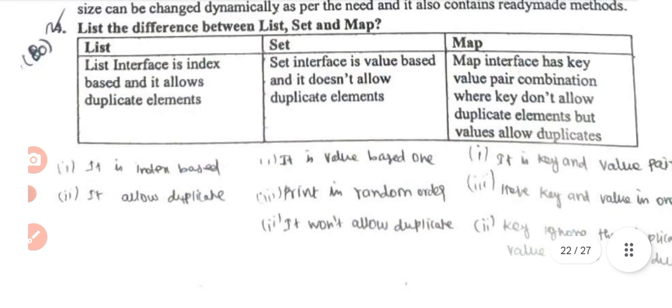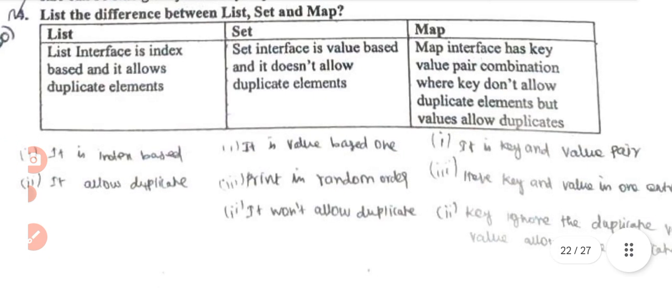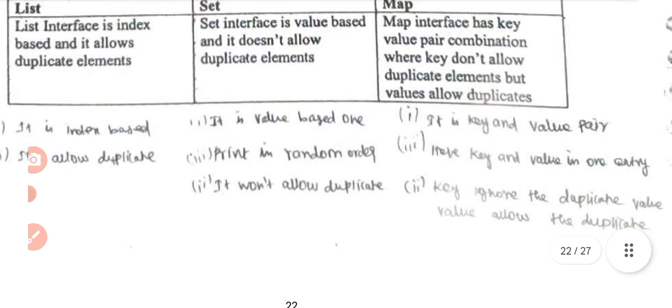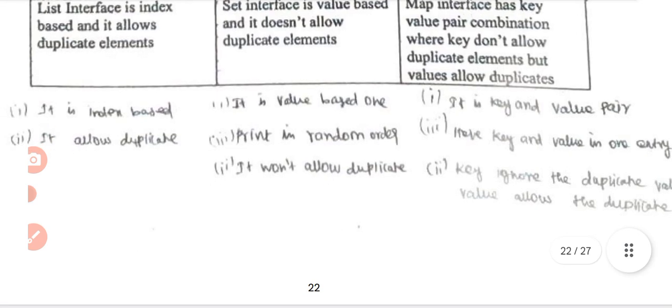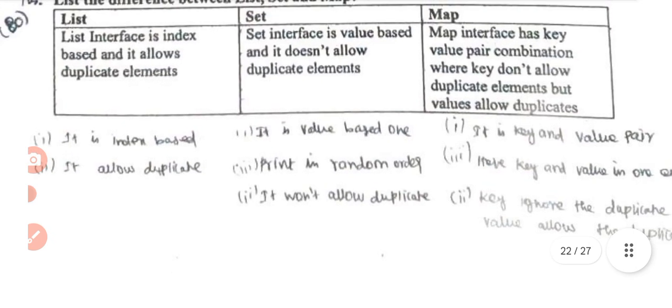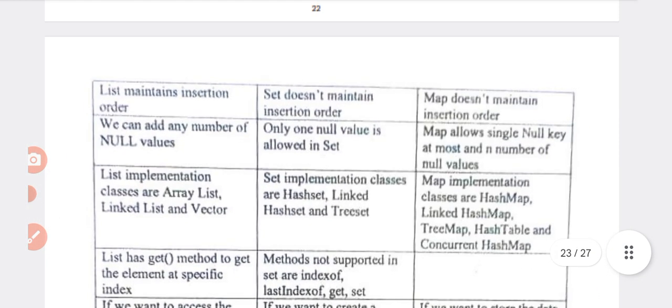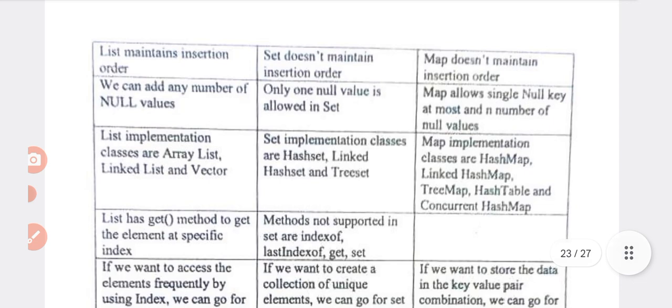List is index based and it allows duplicates. Set is value based, prints in random order, and won't allow duplicates. Map is a key and value pair, with key and value in one entry. The key ignores duplicates, but the value allows duplicates. List maintains insertion order, but Set does not maintain insertion order. Map does not maintain insertion order either.